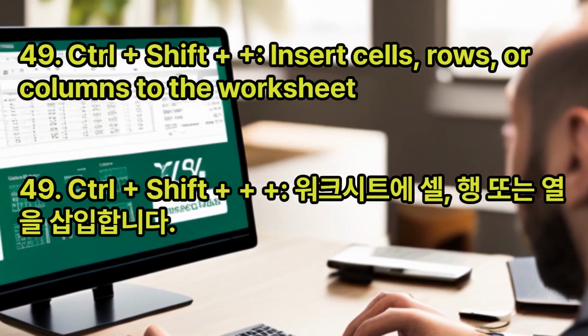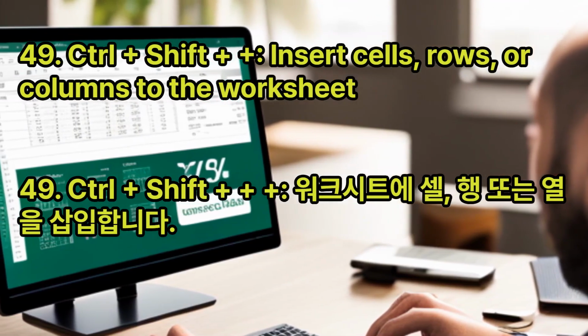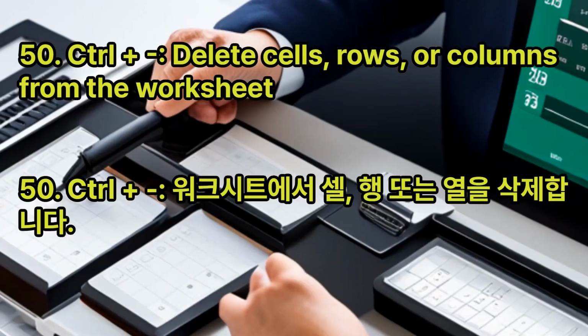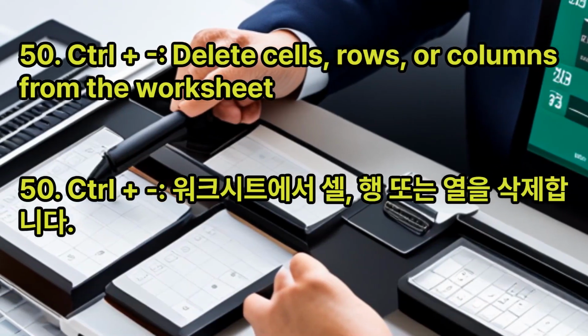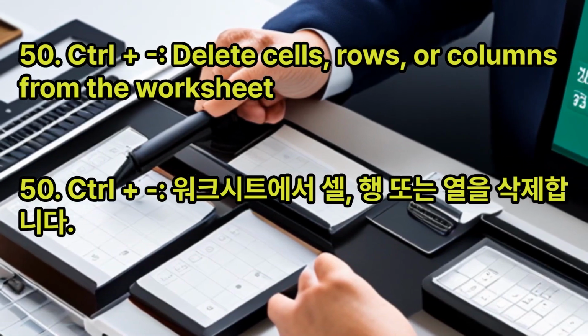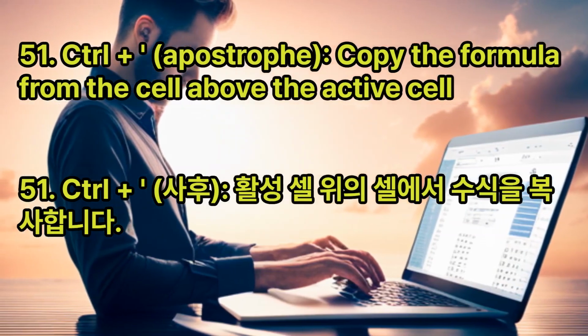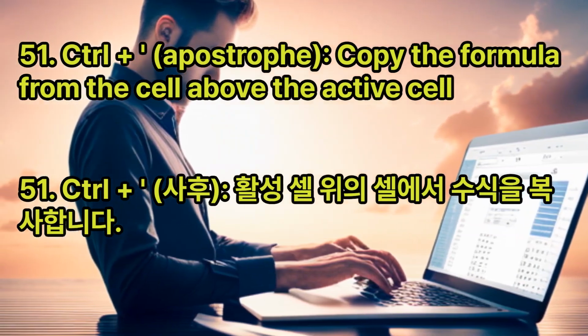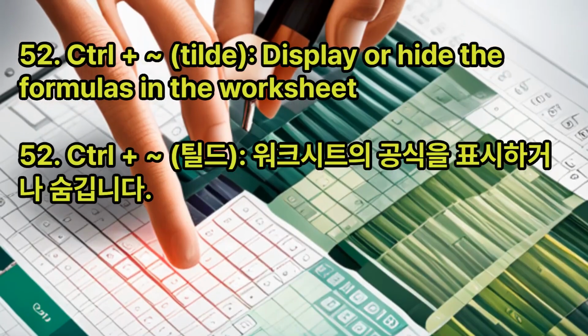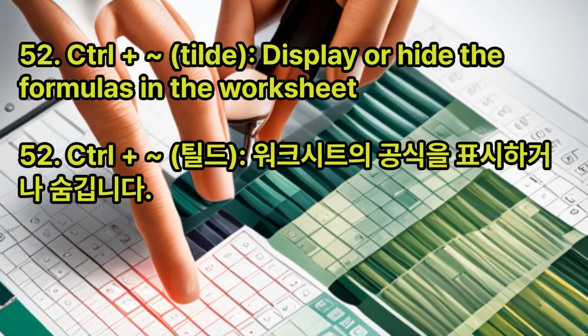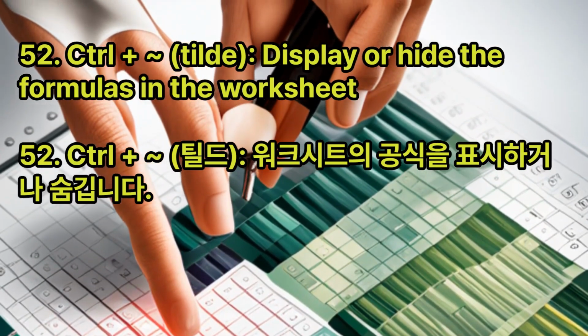49. Control-Shift insert cells, rows, or columns to the worksheet. 50. Control-Delete cells, rows, or columns from the worksheet. 51. Control-Apostrophe copy the formula from the cell above the active cell. 52. Control-Tilde display or hide the formulas in the worksheet.